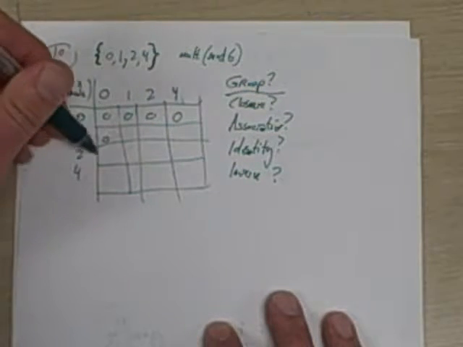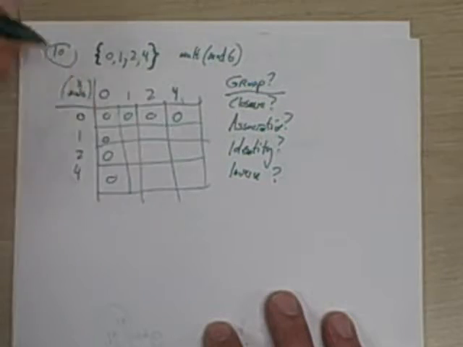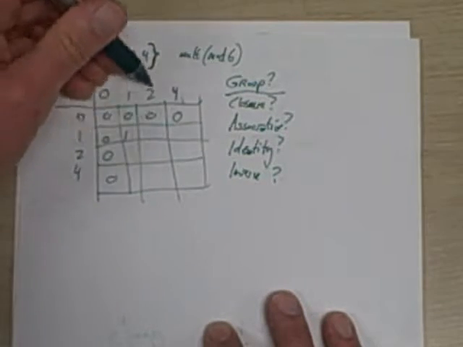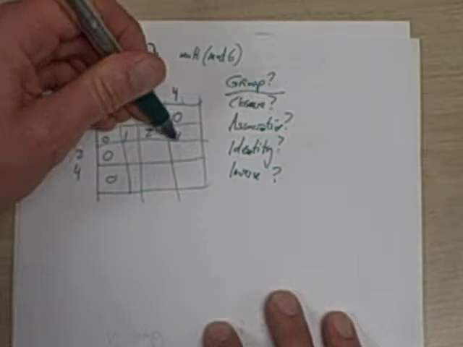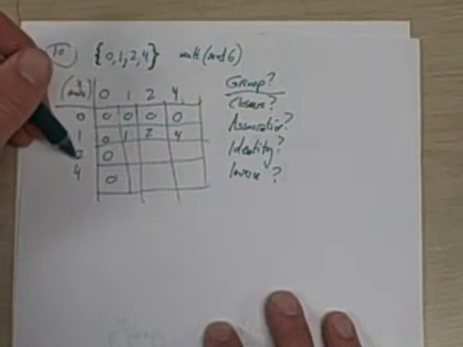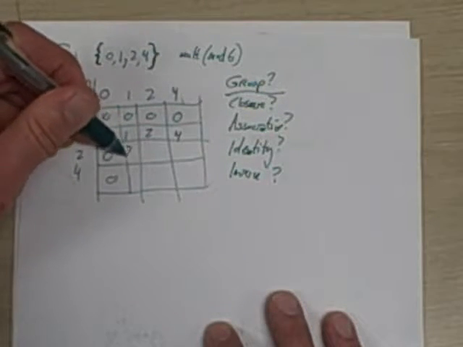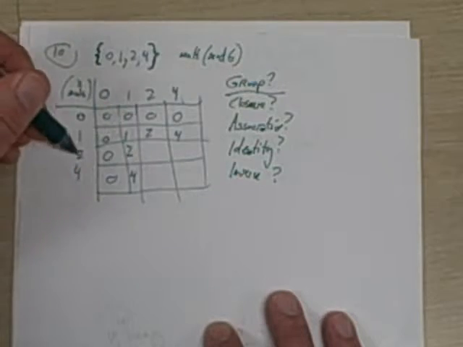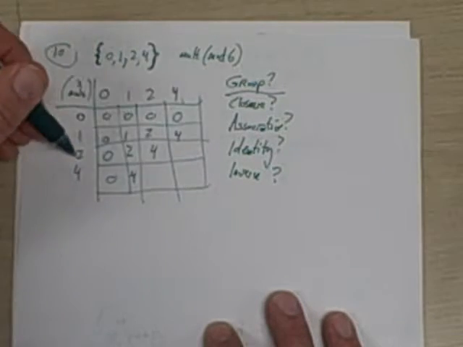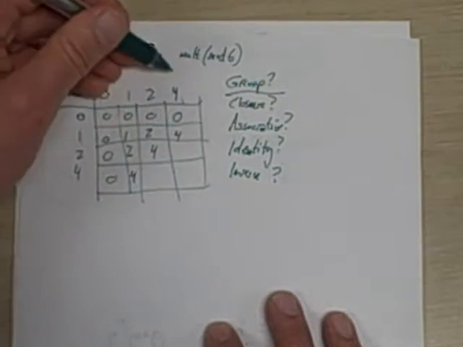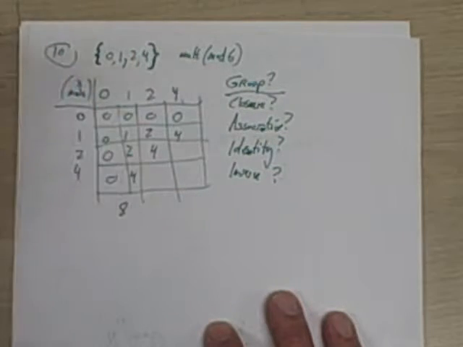Anything times 0 is also 0. 1 times 0 is 0. 2 times 0 is 0. 4 times 0 is 0. That's easy. 1 times 1 is 1. 1 times 2 is 2. 1 times 4 is 4. 2 times 1 is 2. 4 times 1 is 4. 2 times 2 is 4. 2 times 4 is 8.